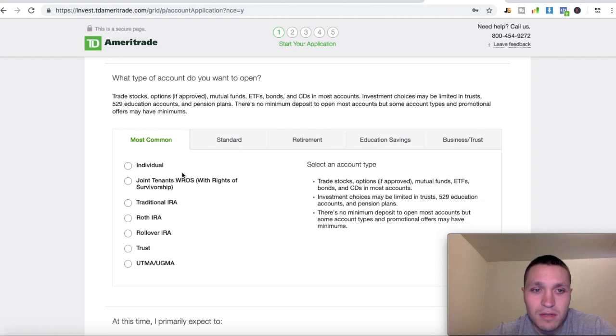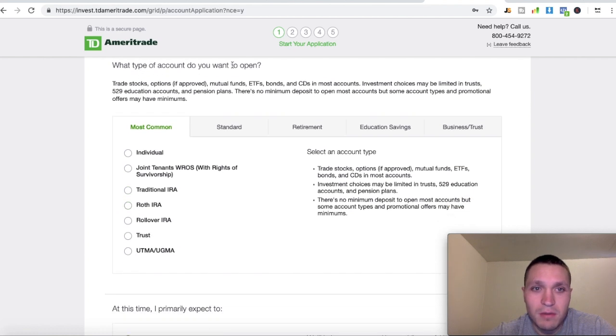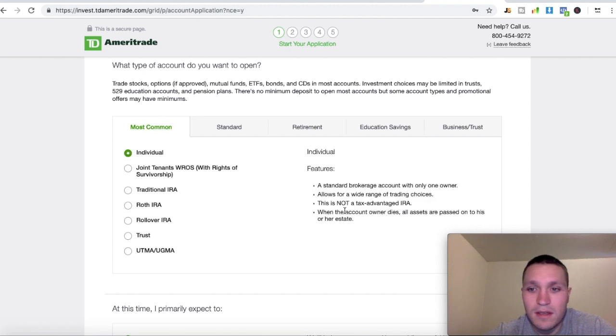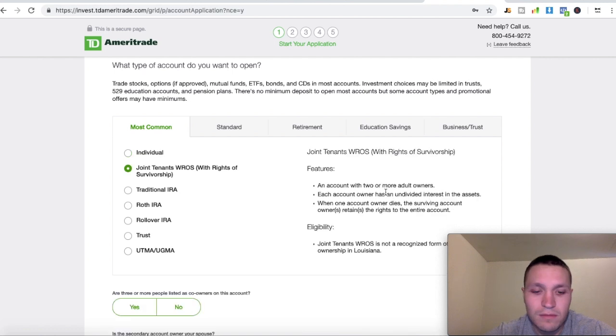U.S. citizen, yeah. Go down here. Okay, what type of account do you want to open? Individual. This would just be, say you want to day trade, swing trade, manage your own investments, and you don't want to have a contribution rate. You want to do this outside your 401k. That's a traditional individual. Now joint, that would be if you were filing together with another adult owner.